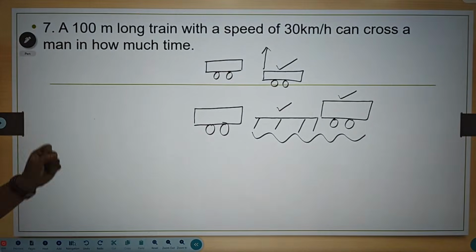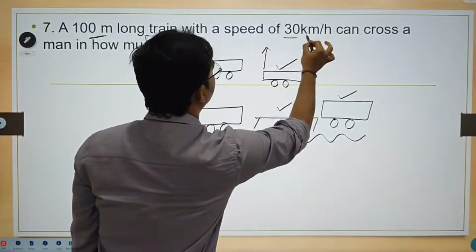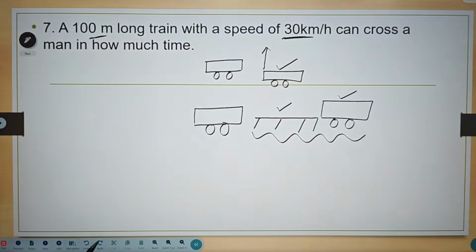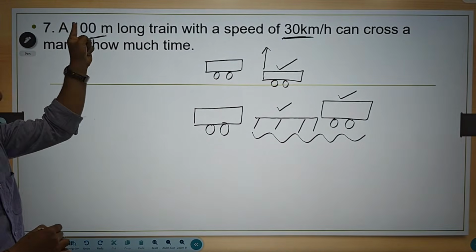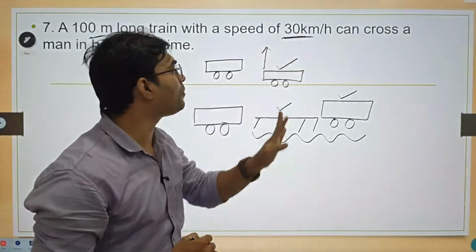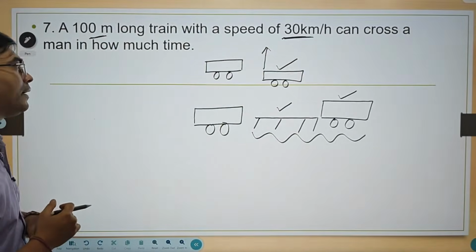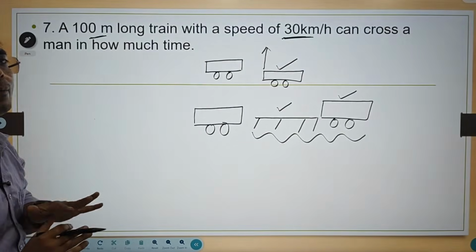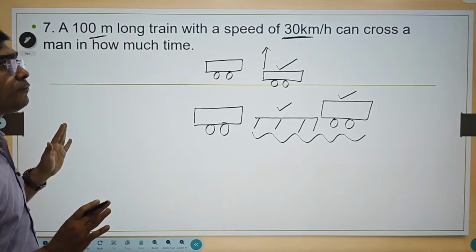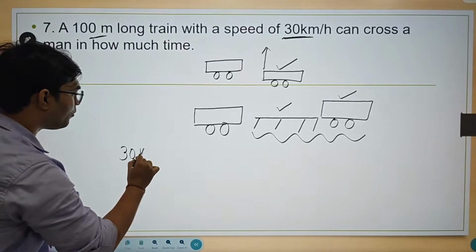Now what is given? A 100-meter long train with a speed of 30 km per hour can cross a man in how much time? Fine. One more thing. This is given in meters. Speed is given as 30 km per hour. So to find the time, either we convert 100 meters into kilometers, or we convert 30 km per hour into meters per second. Any one of these. It depends on the options. The options will mostly be given in meters per second, so let me convert 30 km per hour into meters per second.